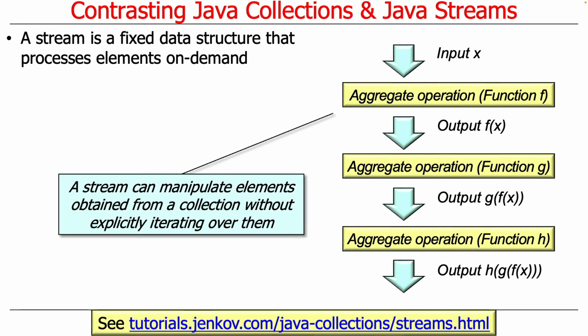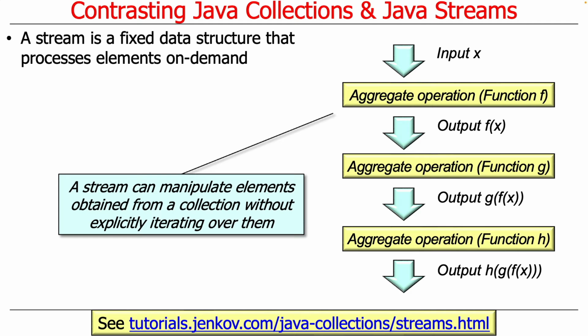In contrast, a stream is a fixed data structure that processes elements on demand. So you get data from somewhere, which, by the way, could be a collection. It doesn't have to be. It could be an I/O stream. It could be from other sources. But you get data, and then you do a bunch of things to it.